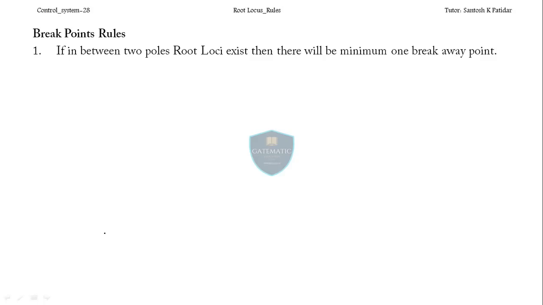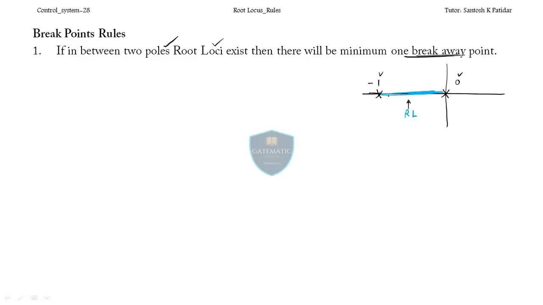one break away point. What it means is, see this diagram. If in between two poles, we have two poles over here, one is minus one and a zero. In between them, we have one root locus, means root loci, okay? Then there will be minimum one breakaway point. Definitely, there will be one breakaway point greater than one.